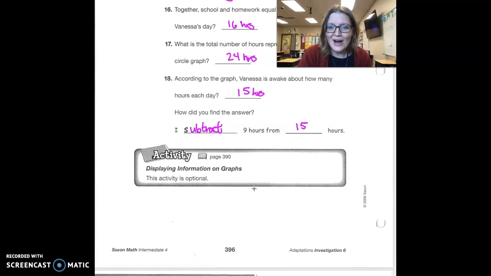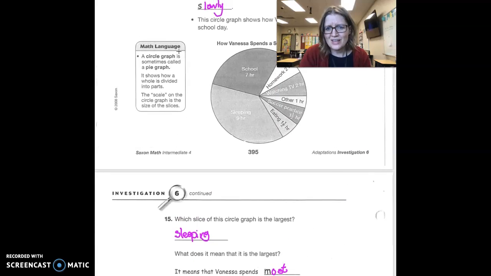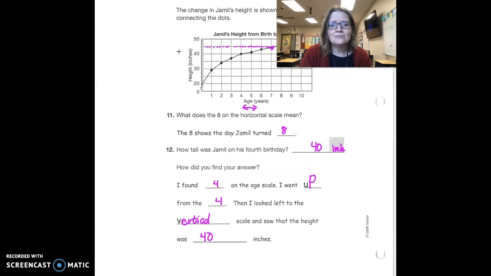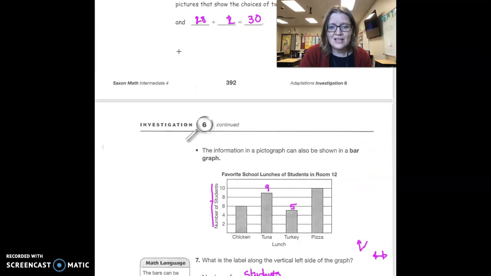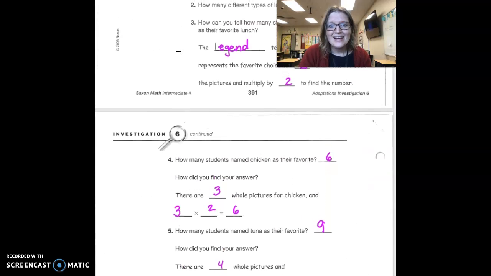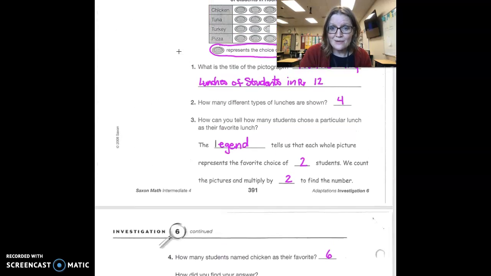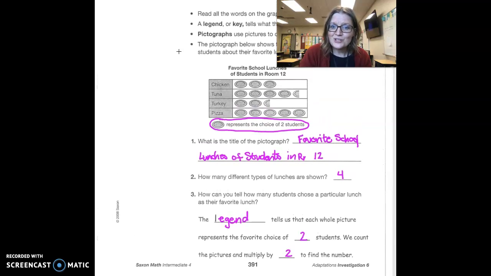So good luck on this. I love graphs. I hope you do too. I hope you're paying attention to how graphs are used, because you will find them popping up everywhere. Line graphs, circle graphs, pie charts, which is what they're sometimes referred to, bar graphs, and pictographs. Now you know how to read them. So that means that you're prepared to interpret some data. You're also prepared to collect data and make your own graphs.